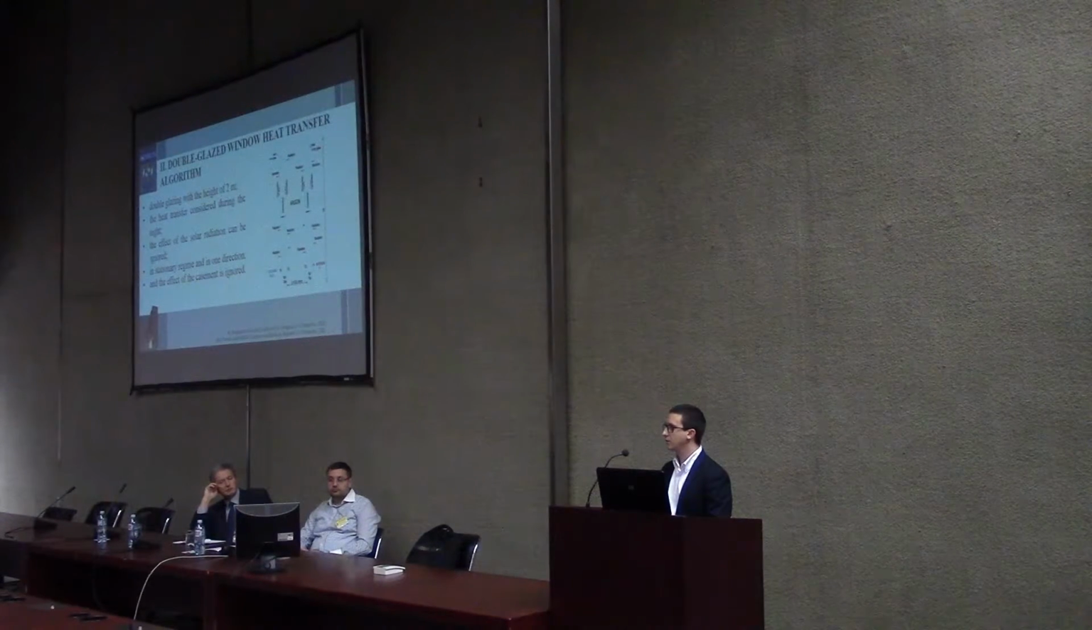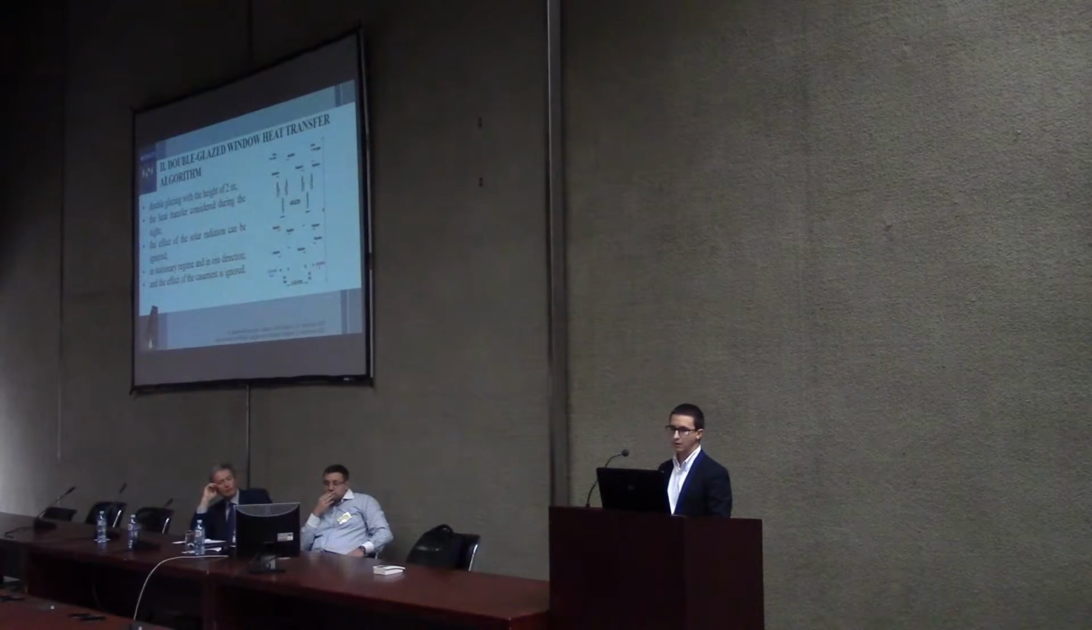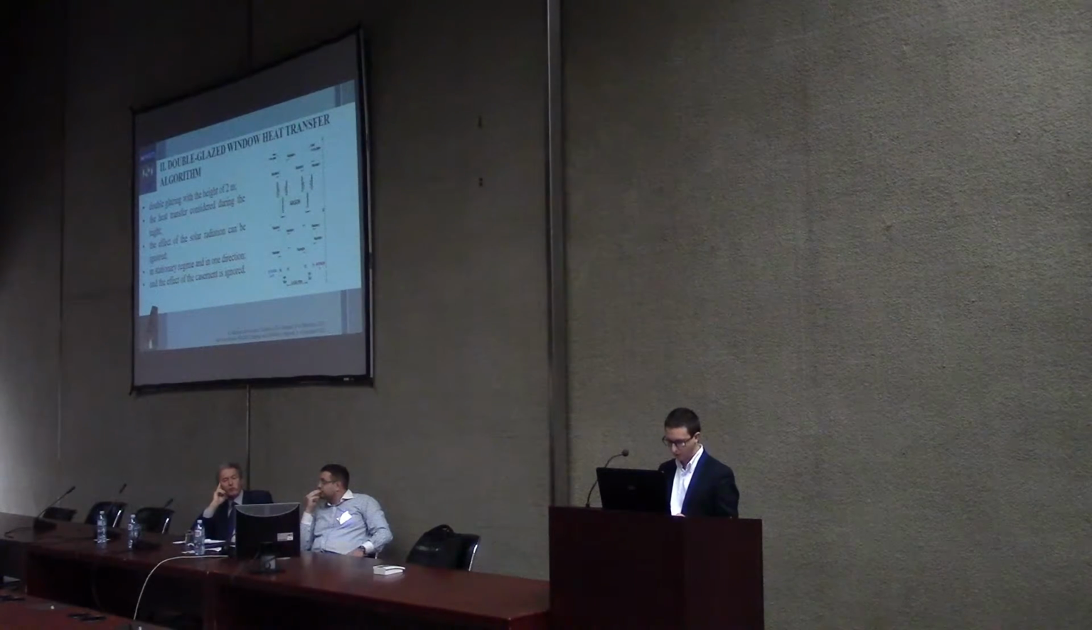We started our calculation from a double glazed window, which was considered 2 meters tall, and to simplify the method, we considered the heat transfer during the night. The effect of solar radiation can be ignored. This way, it was considered the stationary regime in one direction, and the effect of the casement is ignored.